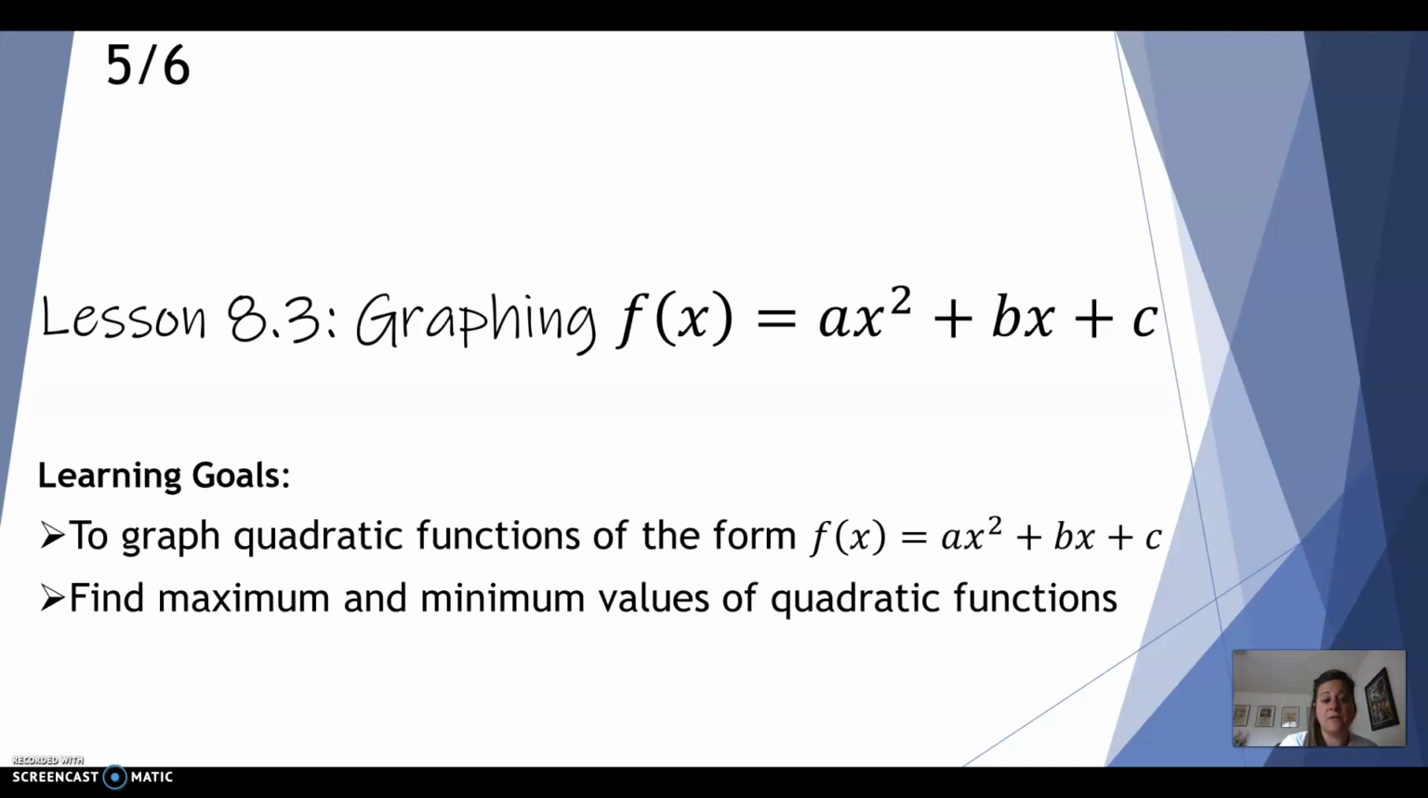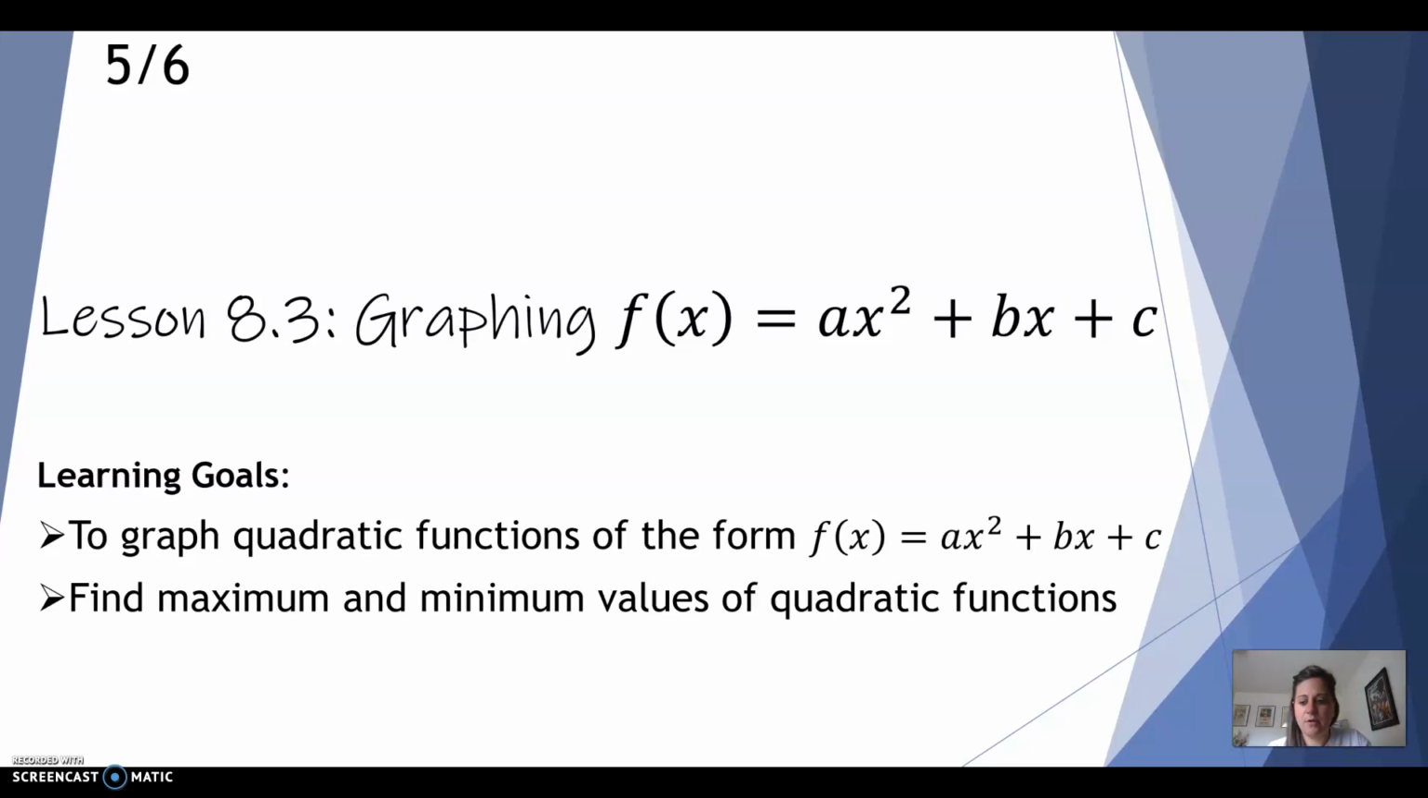Before, you haven't seen the bx, you've only seen the ax squared plus c, and you graphed those before. The a makes the graph do certain things, and the c makes the graph do certain things. So now you're going to see it all together, but we're not actually graphing it on a piece of graph paper. It's pretty easy, so hopefully you find it as easy as I think it is.